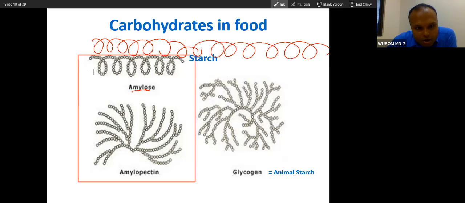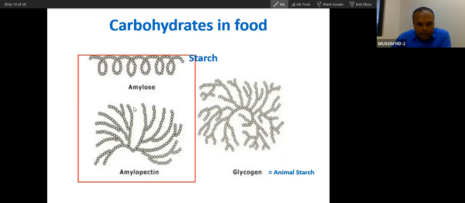This is because the alpha 1,4 bond will form a helical structure, and this helical structure is a straight chain structure. Amylose is straight chain. So that is how you can remember amylose is straight chain, and this will be directly broken down by amylase. The name of amylase also comes from this, because amylase acts on the alpha 1,4 bond.